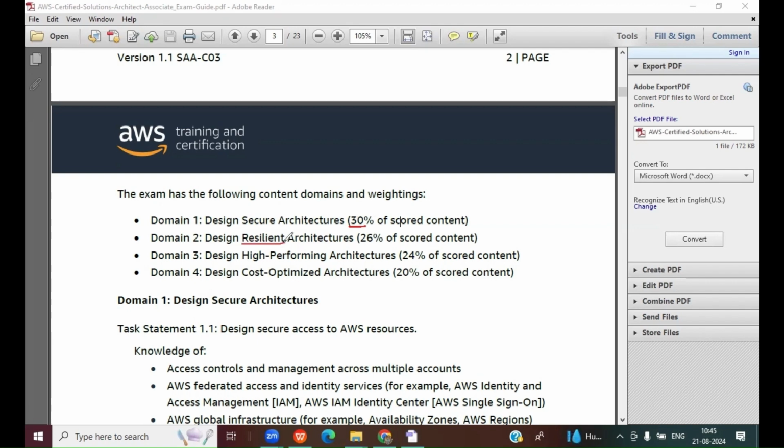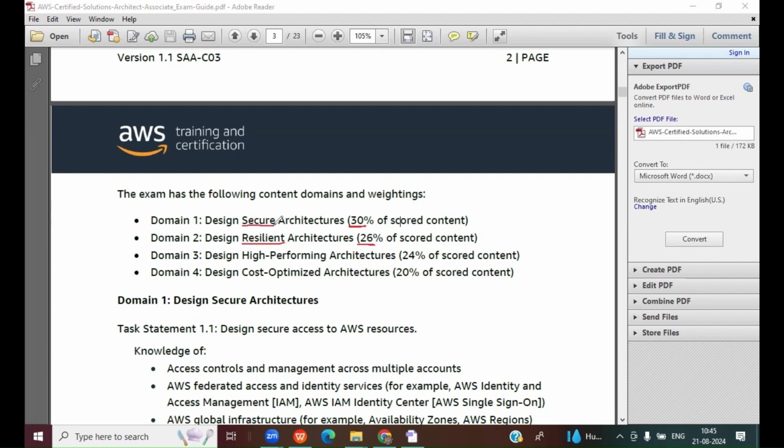It is the ability of the service to come back to the normal condition as soon as possible, to recover from failures as soon as possible, right? So what are all the services that we can use to achieve this resilience? And domain one basically talks about most of the security related services within AWS. Resilient architectures contribute 26% of the overall exam questions.